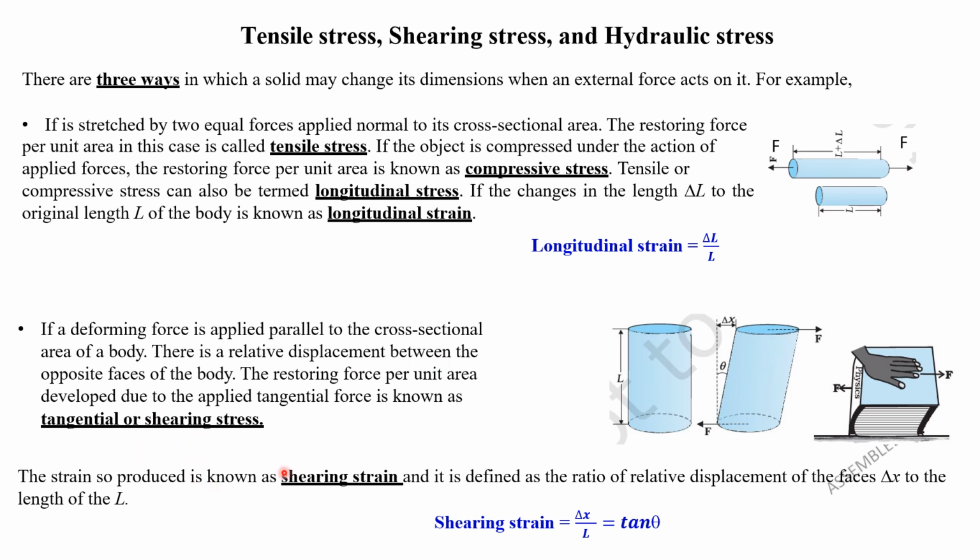So the strain so produced is known as shearing strain, that is given by delta x by L, which is equal to tan theta.